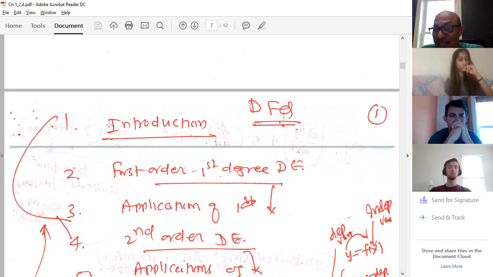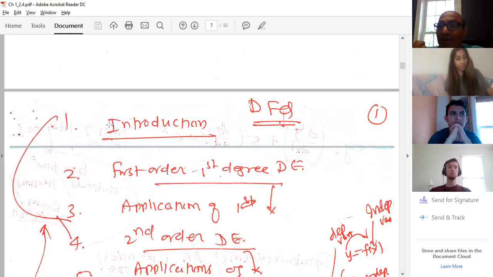Again, chapter 4 starts with article 4.1, introduction, just like your first phase for first order, first degree. Higher order, introduction. Then article 4.2, second order differential equation. That means you will be having 2 solutions. Out of these 2 solutions, one solution will be provided to you, and we will be looking for just the second solution. That is called the reduction formula.